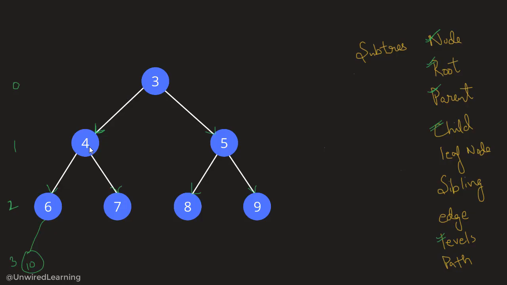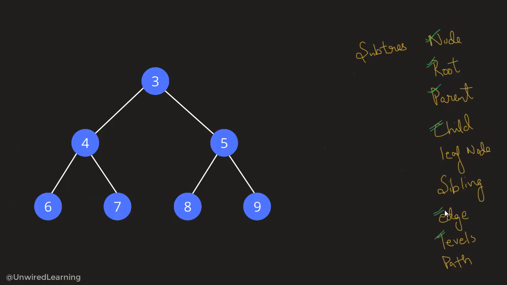So if we talk about traversal, about visiting different nodes, if we start with 3, we can visit 4 and 5. But we cannot go from 4 to 3. We can only go from 3 to 4. So that is the direction that we have to understand. So that's done for edges.